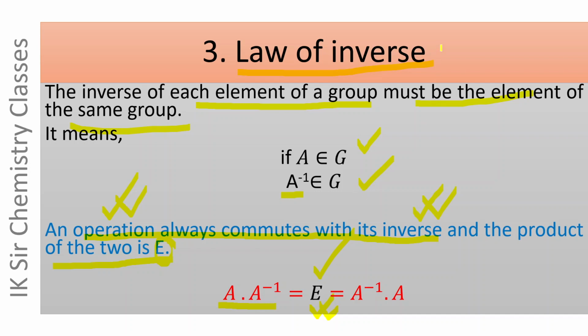Let us see the law of inverse. The inverse of each element of a group must belong to the same group. If A belongs to a group, then its inverse will also belong to the same group, and the inverse of an element of a group always commutes with it, and the product of these two is equal to identity.